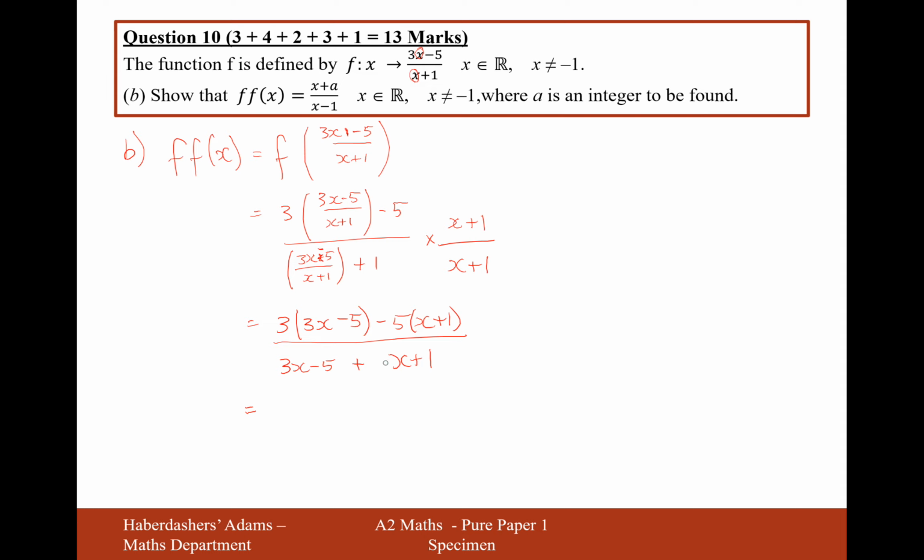Okay, so if that bit has taken a little while for you to get your head around, do pause the video and just try it out. Try multiplying everything out and see that it does equal this. But I'm going to carry on now, so we're going to now expand the brackets and simplify numerator and denominator.